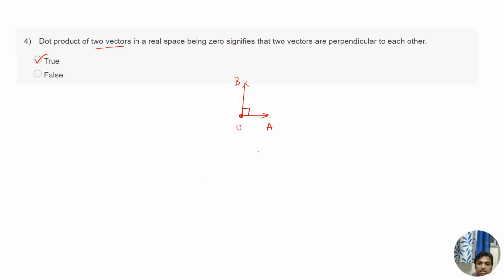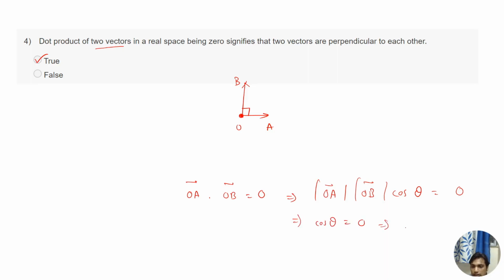Because let's say OA dot OB is equal to 0, that means the magnitude of OA, the magnitude of OB, and cos theta is equal to 0, and these magnitudes are non-zero, so that means cos theta is equal to 0. That means theta is equal to 90 degrees.